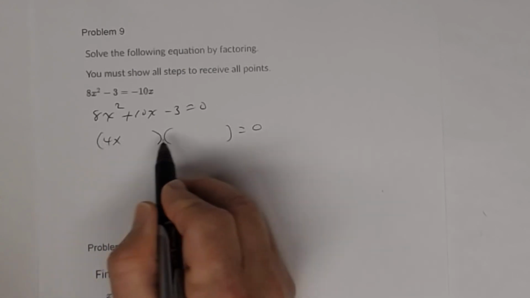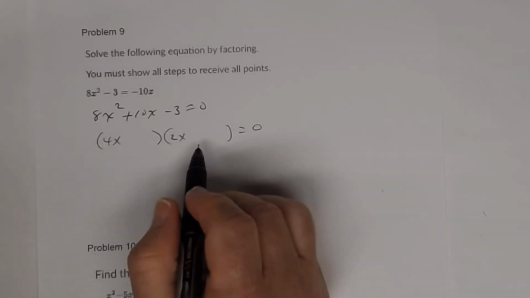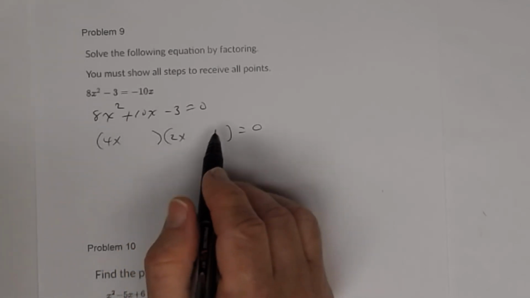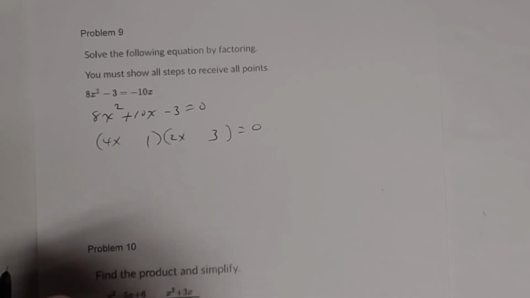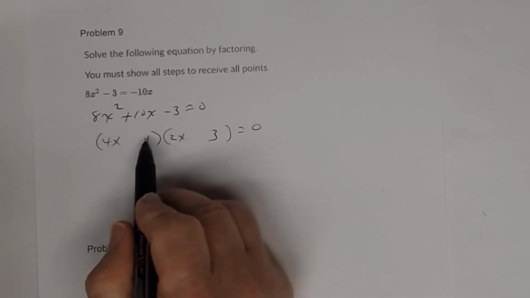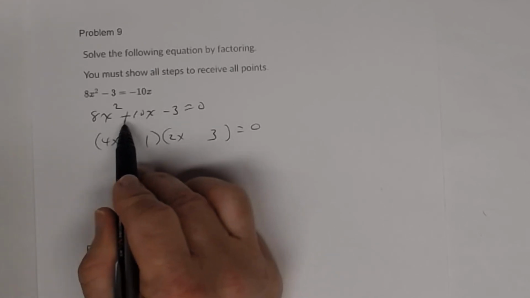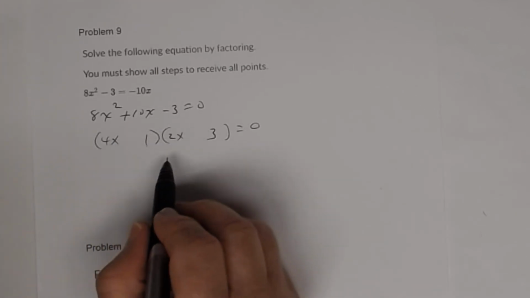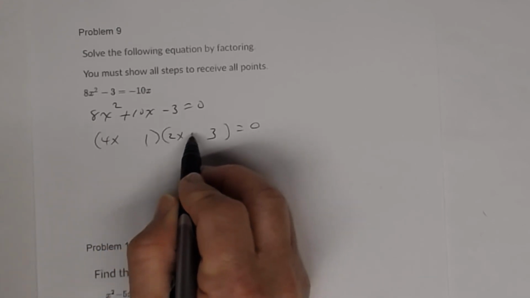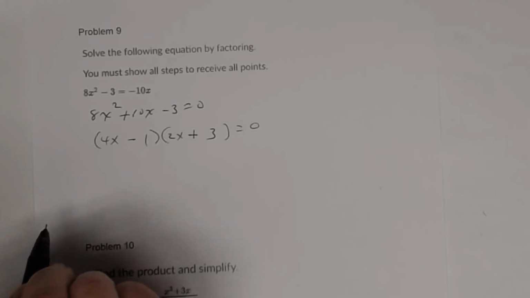So let's use 4x and 2x. And for negative 3, I'm going to use 3 and 1. So let's go ahead and put the 3 here, the 1 there. The last sign's negative, so those signs are different. And I need the middle term to be a 10x. In order for that to be a 10x, then that means that the 3 would have to be positive and the 1 would have to be negative.